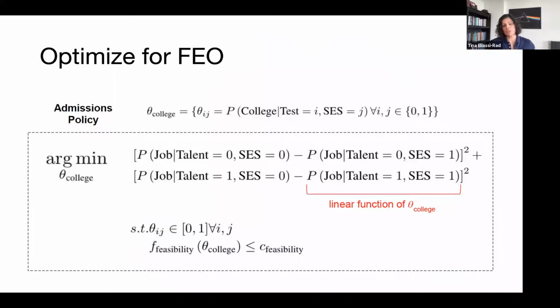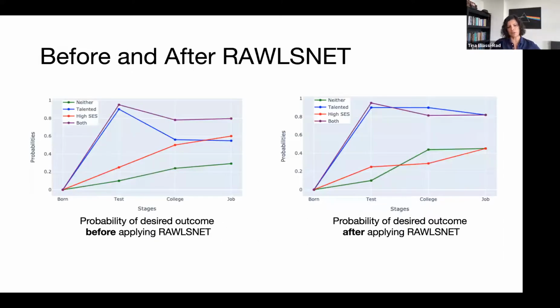So what we do is we try to optimize for FEO, right? Machine learning is all really about optimization. And so we have an objective function where we want to find the parameters. These are probabilities in the conditional probability table that would say the probability of a job should not depend on your socioeconomic status. And so if you run this system without applying Rawlsnet, here on the left side of my screen, you see different stages of somebody's life. We're only tracking it up to job. We're not tracking it for afterwards.